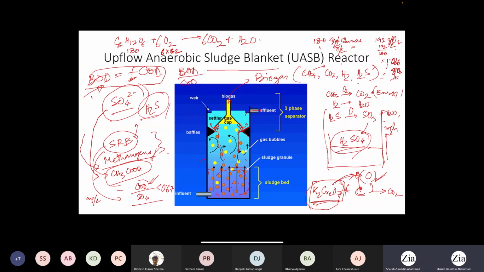Yes, sir. But standardization of microbial community as inoculum is not done anywhere, and it is actually not very easy to do also.